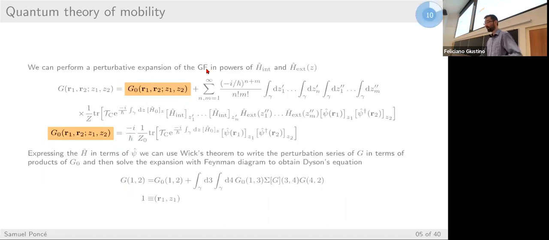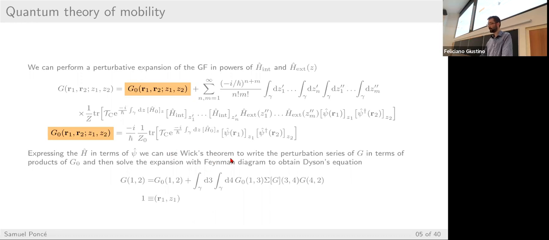And so what you can do is a perturbative expansion, a Taylor expansion, in terms of this interacting Hamiltonian. And so you get your Green's function expressed as a non-interacting Green's function. And this non-interacting Green's function is just the product of those field operators. And then you have this Taylor expansion. And the idea is that you can express all those Hamiltonians in terms of field operators.